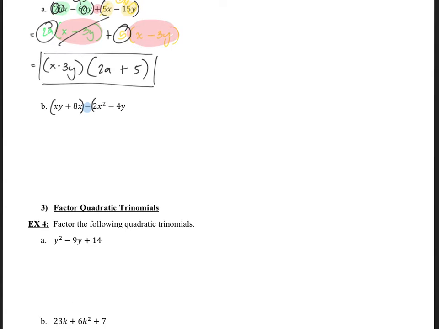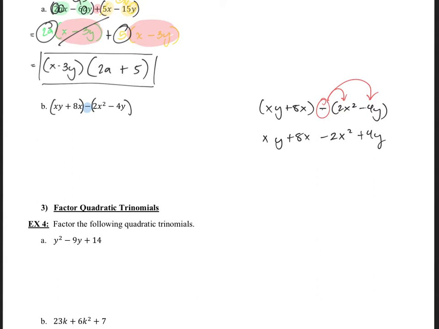If I just threw parentheses in without doing anything else, what would I get if I tried to check that I hadn't changed my problem? If I tried to get rid of the parentheses by using distribution, which we know how to do, I would get negative 2x squared, and negative times negative gives plus 4y. Was that what I originally had for my problem? No, it's not. That's supposed to be a negative 4y. That's what we were originally given. So we did something wrong.